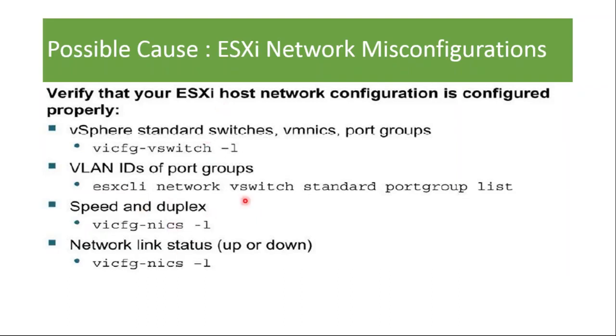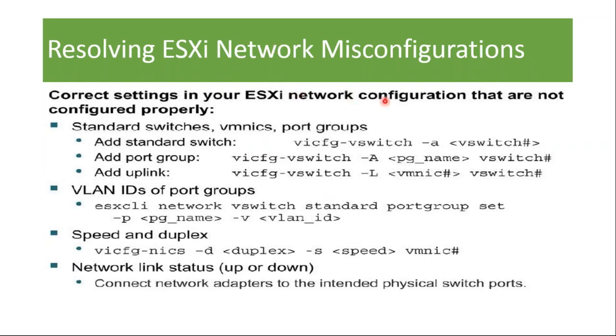So we are talking about one issue, that is, intermittent network disconnect on your ESXi host. In that scenario, what are the troubleshooting steps we have to follow? We are checking one by one, and resolving your ESXi host network misconfigurations. So you can configure using the following commands. If you observe there are challenges with your ESXi host network configuration, you have to rectify them using the following commands.